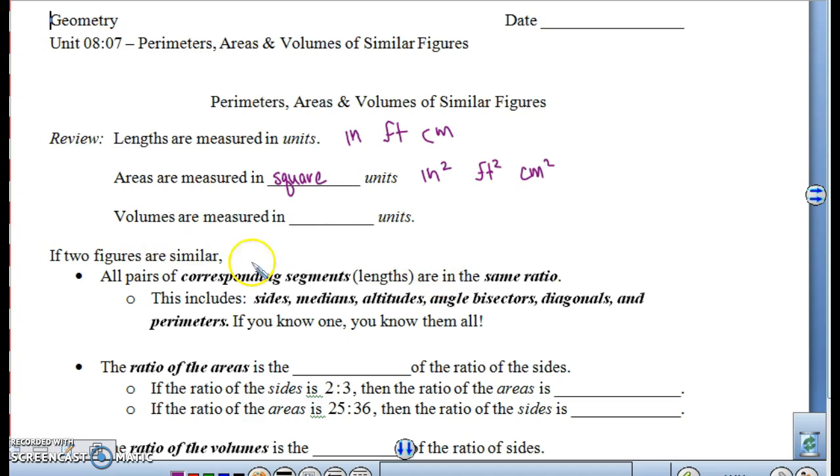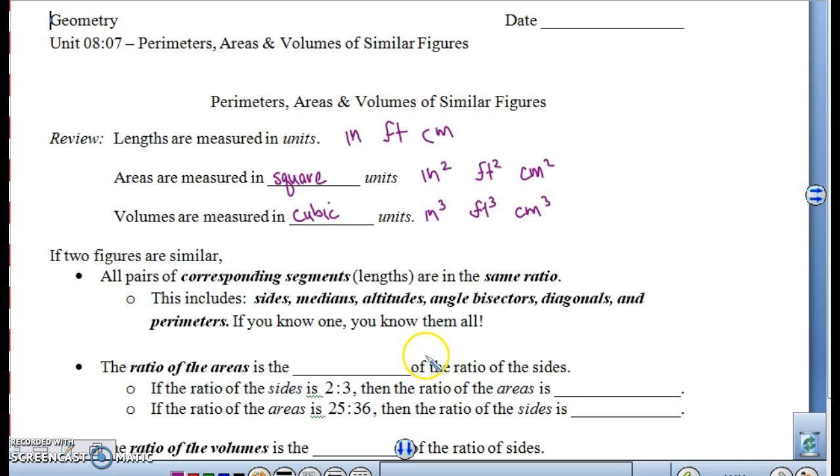Now volume is three dimensions. If you're filling something up, you're doing its volume. You have its length, its width, and its height in general terms. That means you are multiplying the units three times, so volumes are measured in cubic units. You would have cubic inches, cubic feet, cubic centimeters, or any other unit. So that's an important clarification about why the units are what they are.